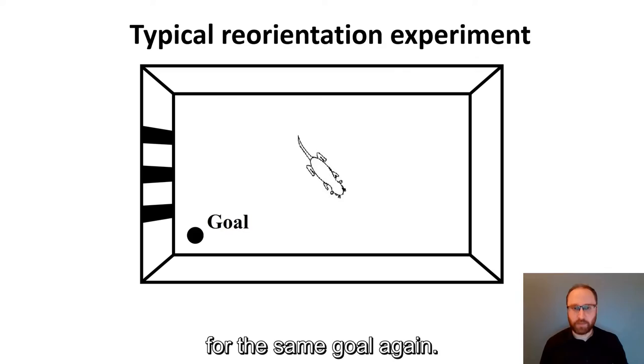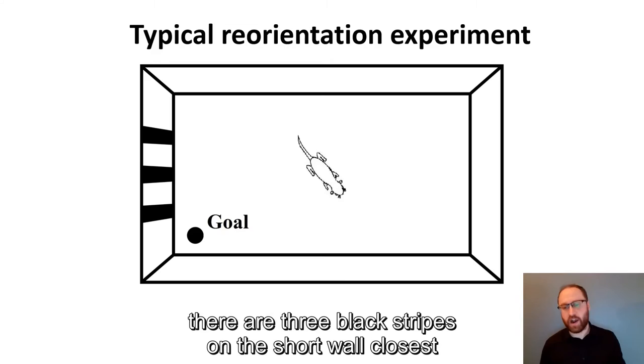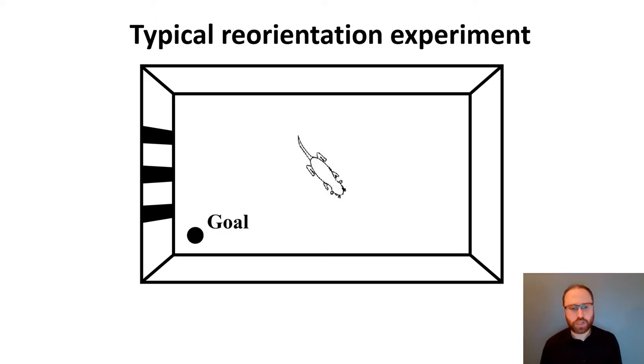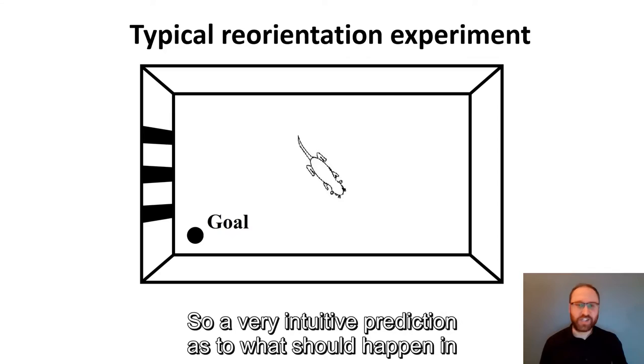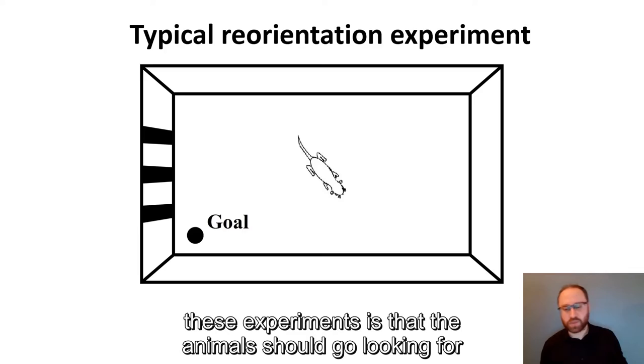You'll notice that in this environment, there are three black stripes on the short wall closest to the goal location. So we know from other types of navigation experiments that non-human animals are very good at using this kind of information to return to a known goal location. So a very intuitive prediction as to what should happen in these experiments is that the animals should go looking for the food in the correct corner upon returning to the enclosure.